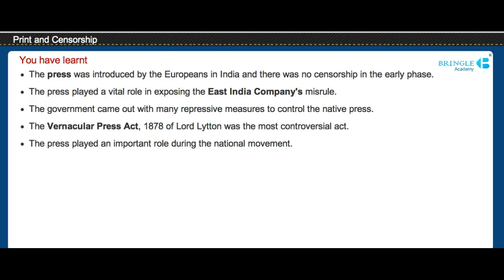You have learned the press was introduced by the Europeans in India and there was no censorship in the early phase. The press played a vital role in exposing the East India Company's misrule. The government came out with many repressive measures to control the native press. The Vernacular Press Act 1878 of Lord Lytton was the most controversial act. The press played an important role during the national movement.